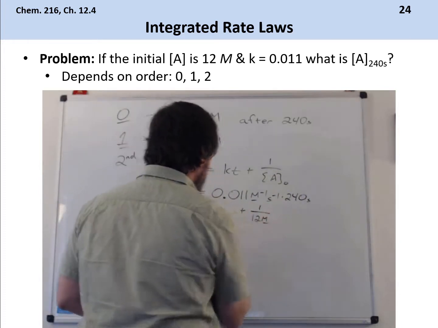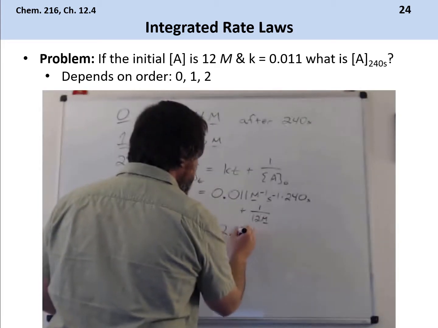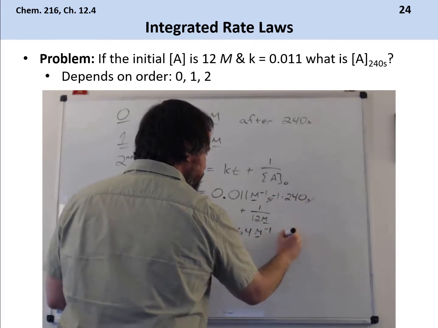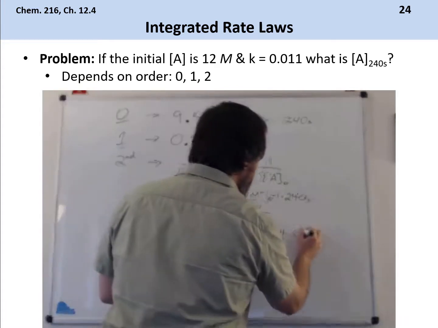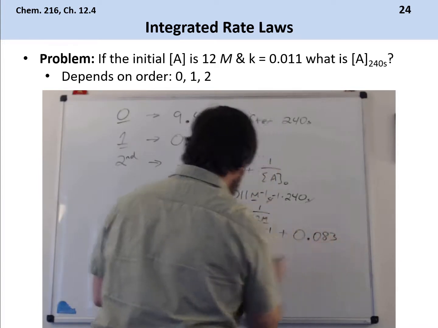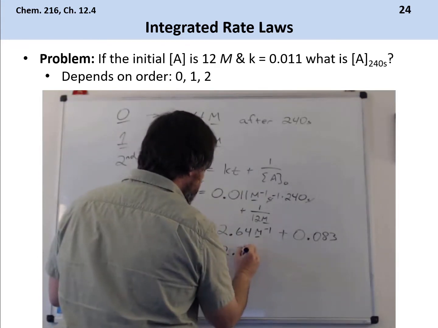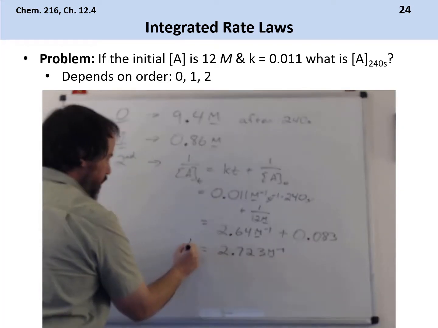So this calculation right here, 0.011 times 240 equals 2.64. Seconds cancel out. This will get me molar to the -1, plus 1 over 12. This gives me 0.083, and the total is 2.723. That is 1 over A at t.